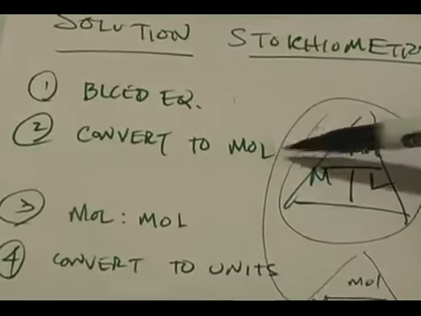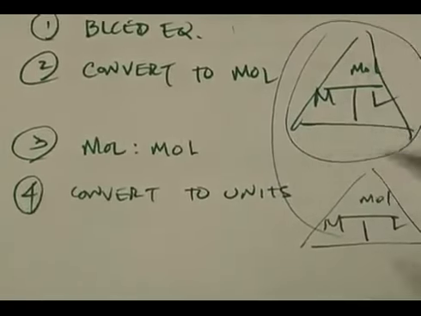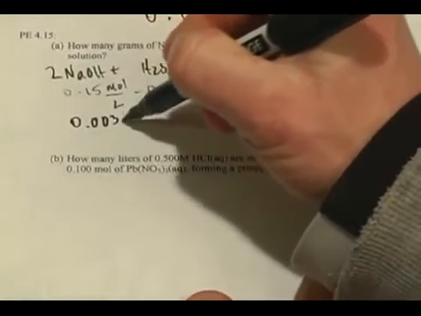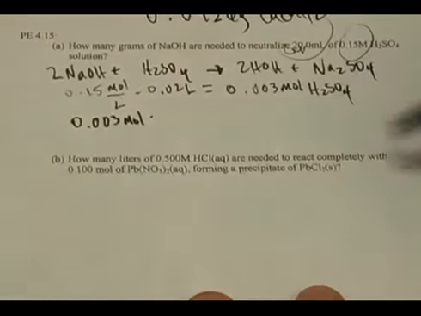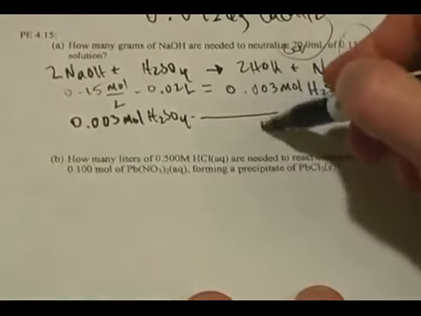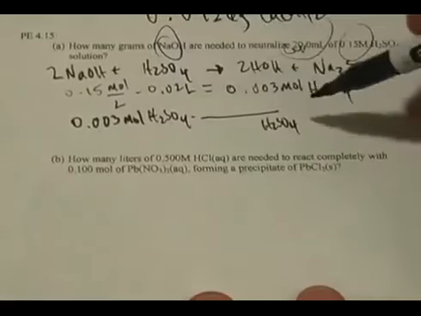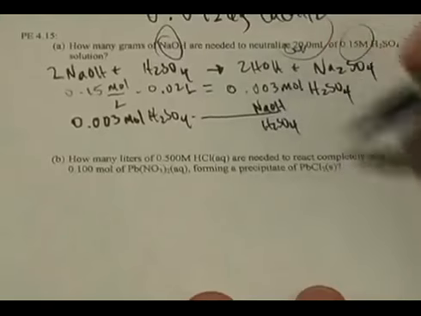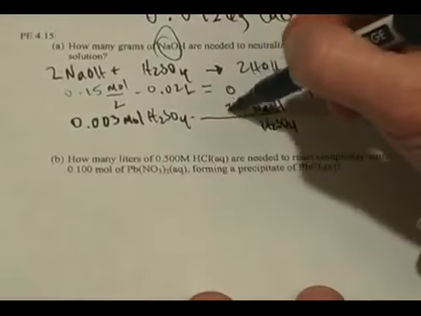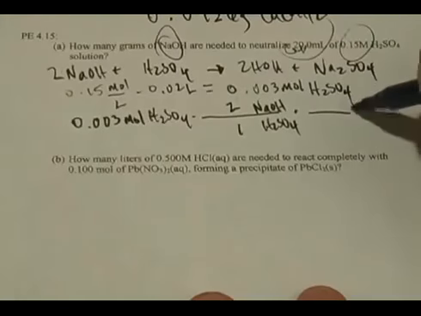So following along with my steps once again, balanced chemical equation. Second, convert to moles. I use the molarity triangle. Third, mole to mole ratio. And then fourth, convert to the asked for units. So I'll take my 0.003 moles of the H2SO4. Put H2SO4 in a position where it's going to cancel. And the thing that I want to know is NaOH. So put NaOH as my new set of units. Notice there's a 2 in front of the NaOH and a 1 in front of the H2SO4. And then lastly, I'll convert to grams.